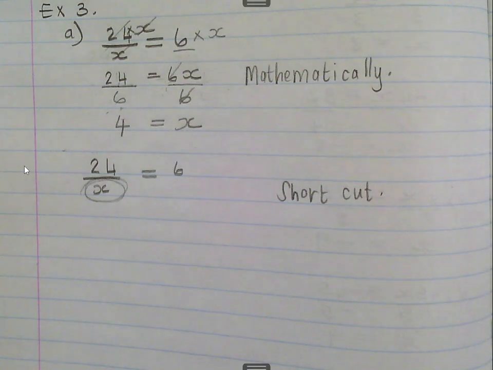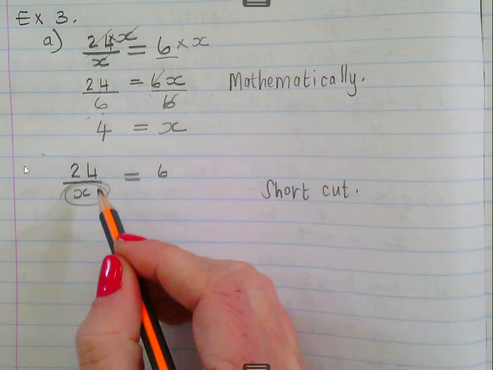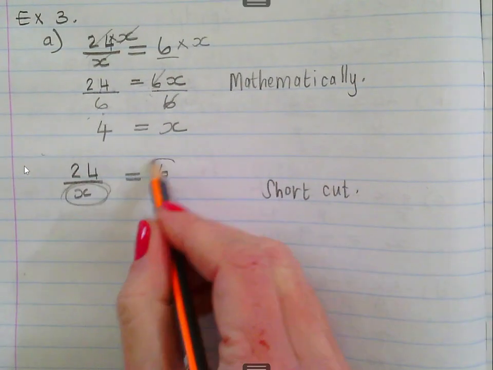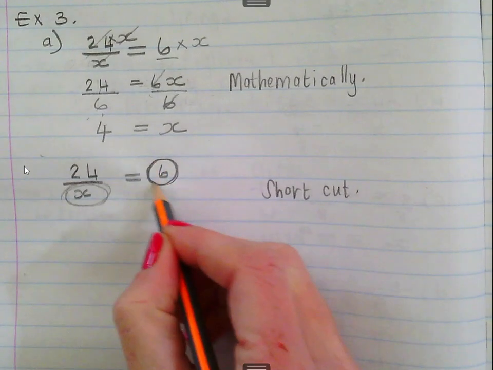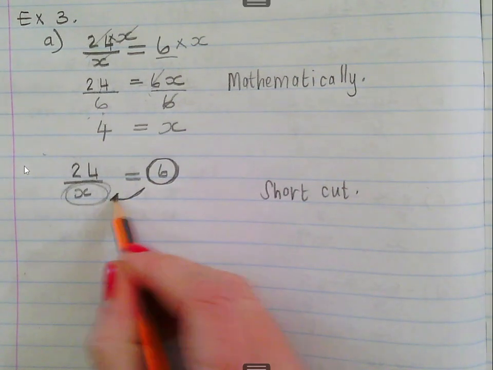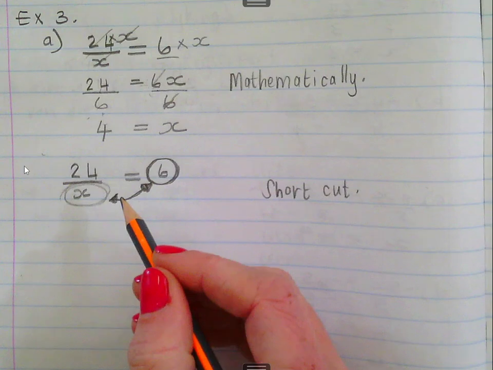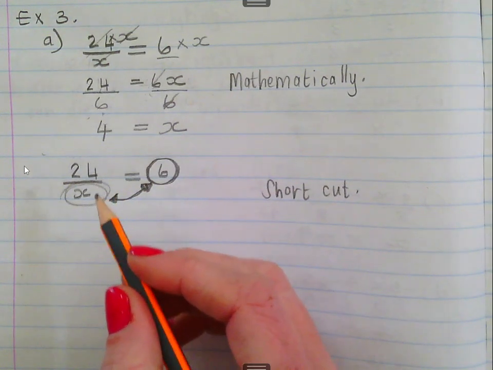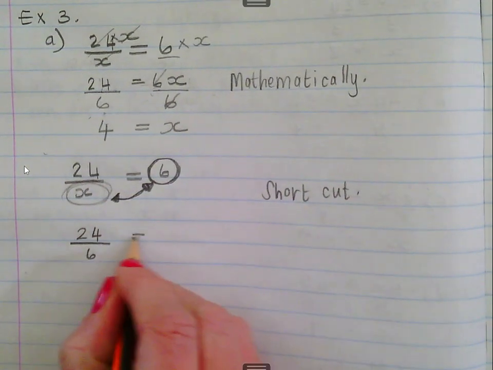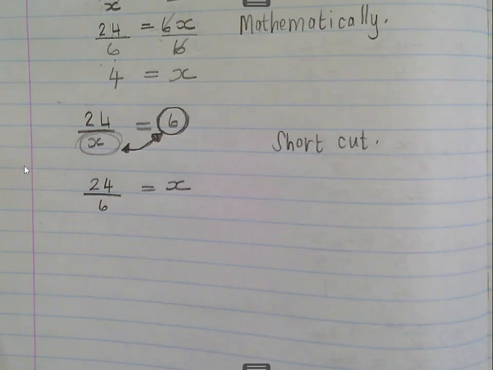What we are going to do when we see this situation, without changing anything, we are going to take the denominator and the answer and swap them. This is not what happens mathematically. There's not something like swap in maths. This is a shortcut. We literally just swap those two numbers: the denominator and the answer.